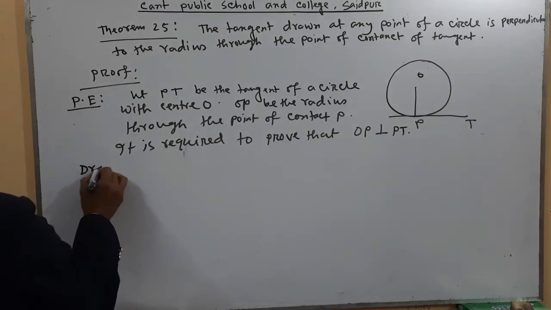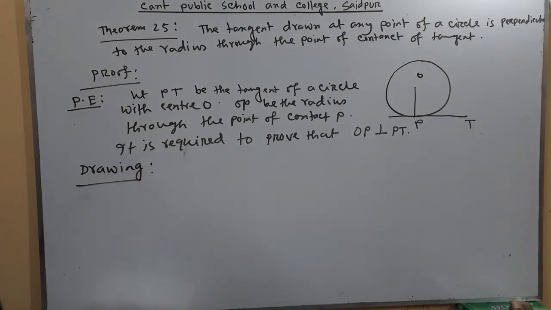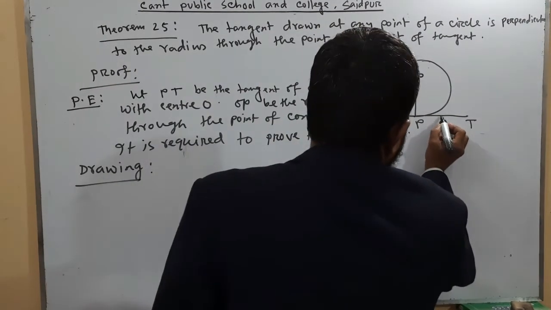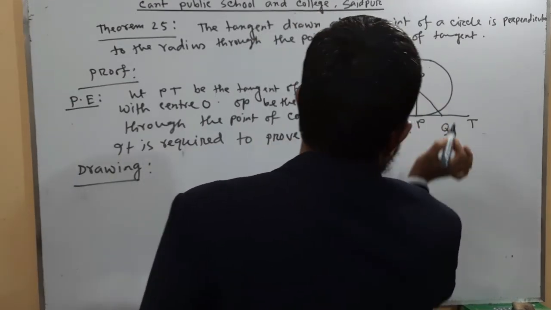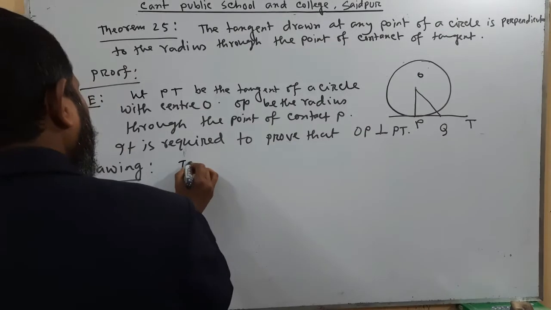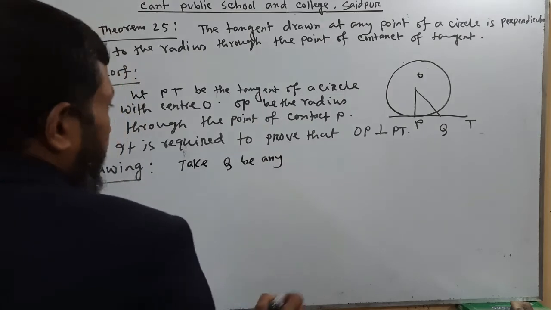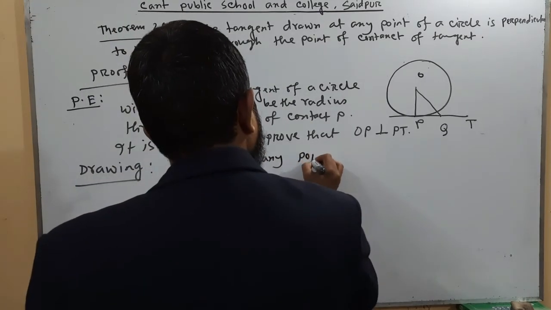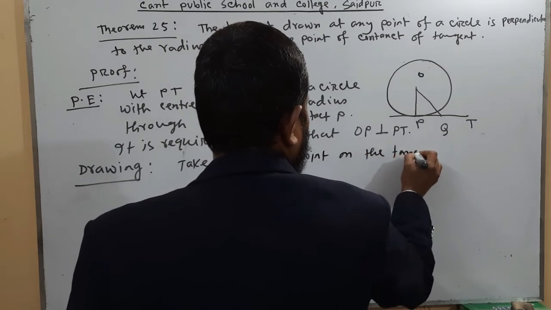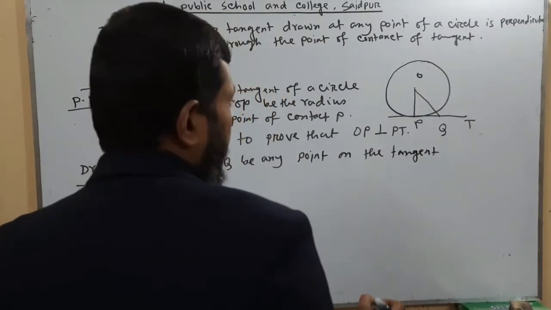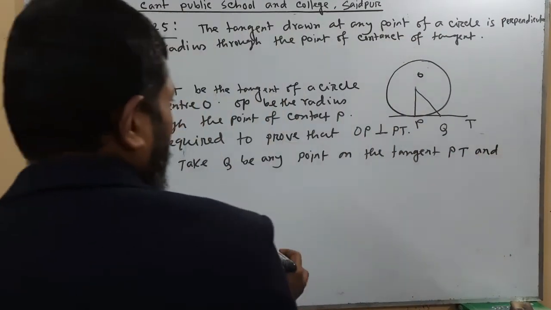Drawing is needed here. Take Q, any point on the tangent, and join OQ. Let Q be any point on the tangent PT and join OQ.